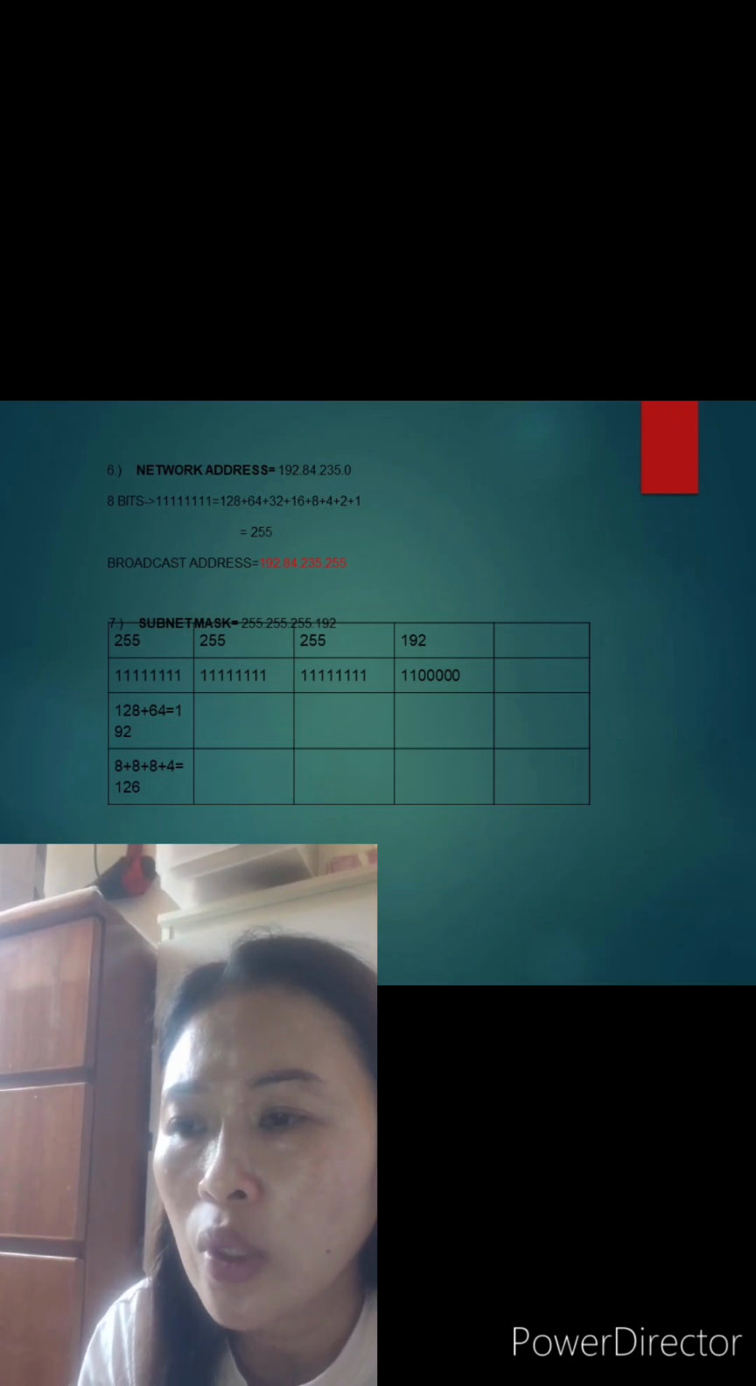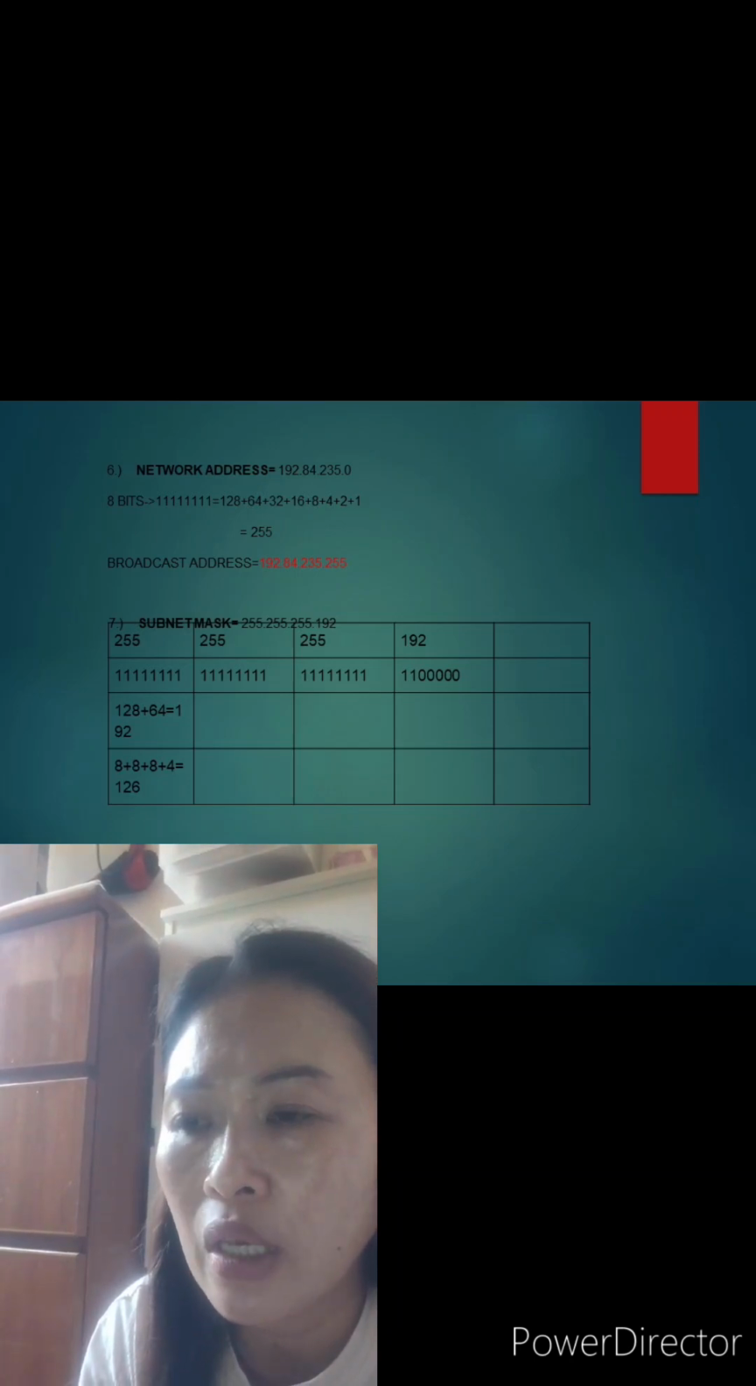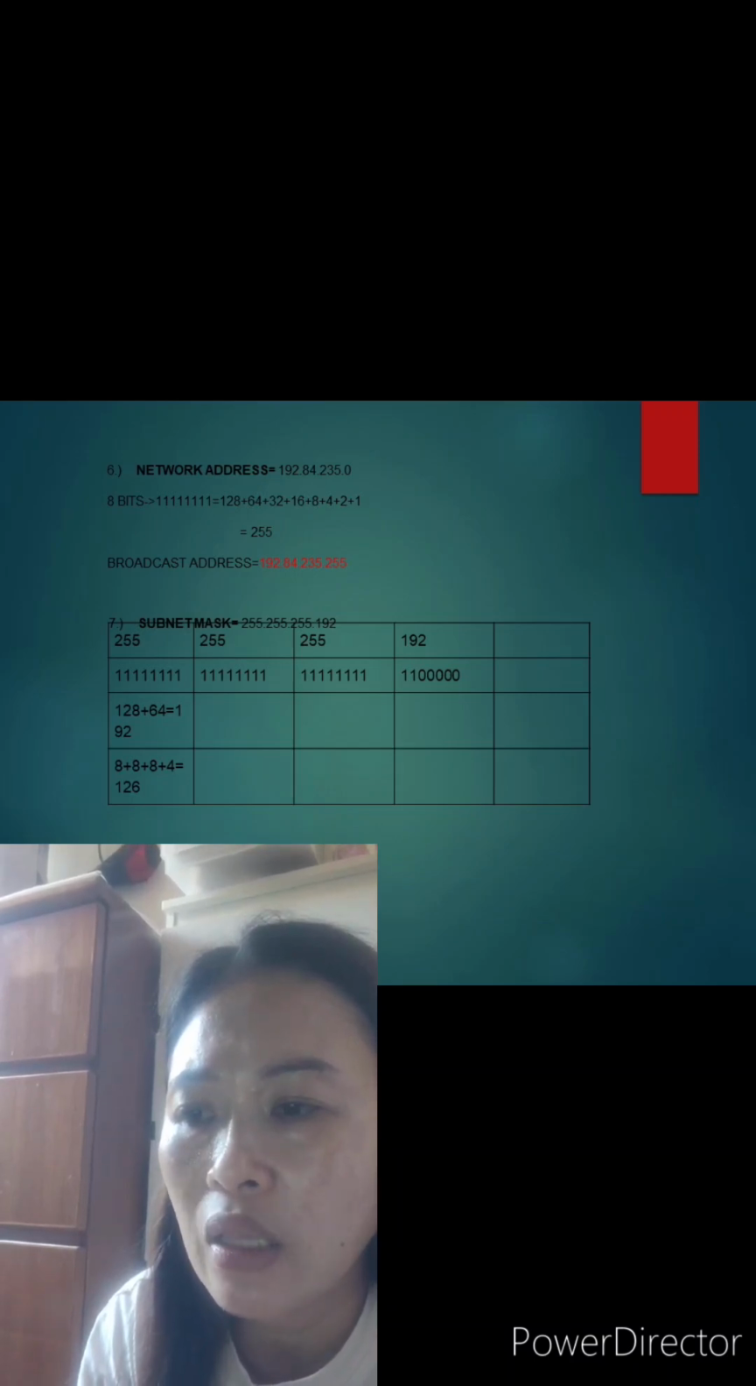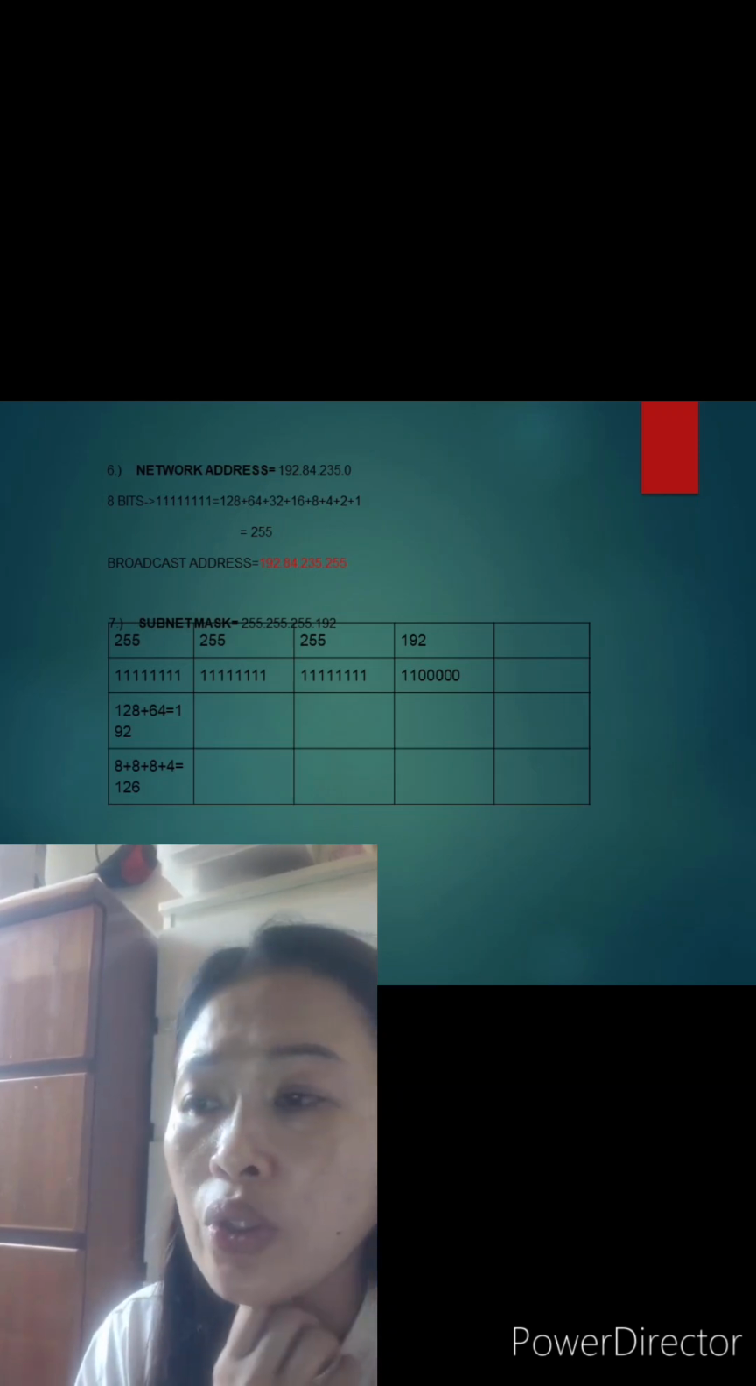And number 8 is 172.99.184, that's 82. And the broadcast address is 172.99.84.84. That number 10 also, the network address, has the same explanation as the other tables shown.